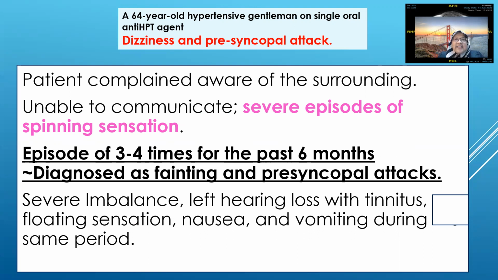This patient had episodes three to four times over the past days. It was a recurrent attack of vertigo, a spinning sensation. But because this patient did not really recognize this as vertigo, he found it very hard to explain. He said spinning, something like that. It was diagnosed as fainting by other hospitals and other clinics he went to before, as fainting and presyncopal attack.